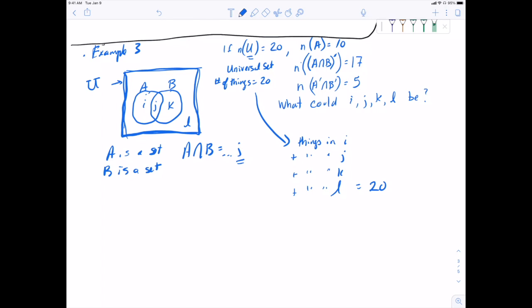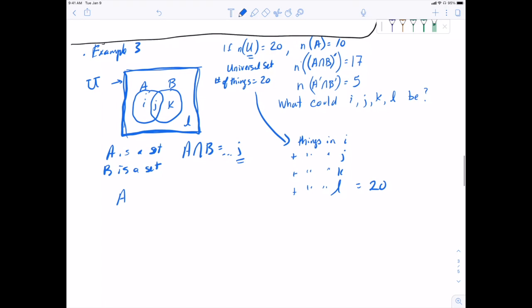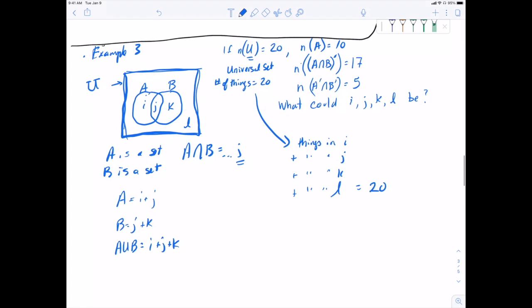All right? So A has everything, so it is I and J. B is J plus K, right? And then A union B is I plus J plus K, right? So let's figure this thing out.